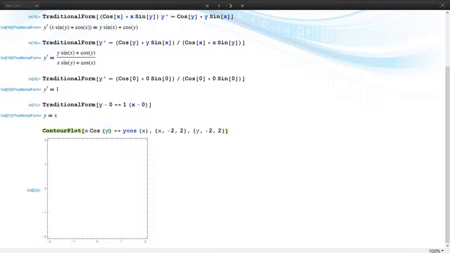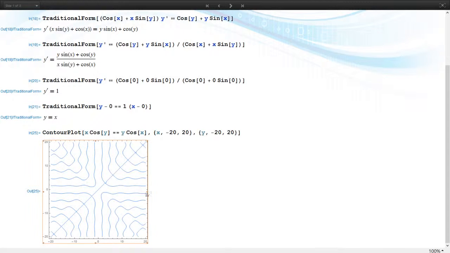And capitalize that. Bracket, bracket, capitalize, bracket, bracket. There we go. Oh, that's kind of a cool looking graph. Here, let's extend the range of the graph a little bit. Oh, that is very pretty. That was worth the wait.